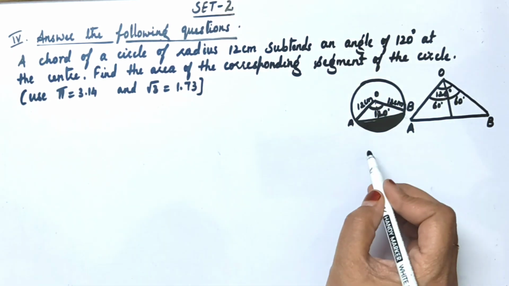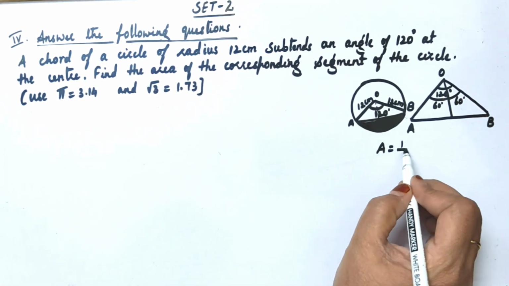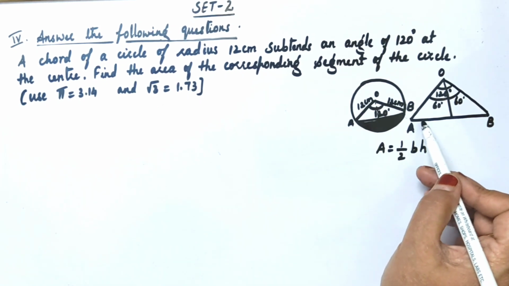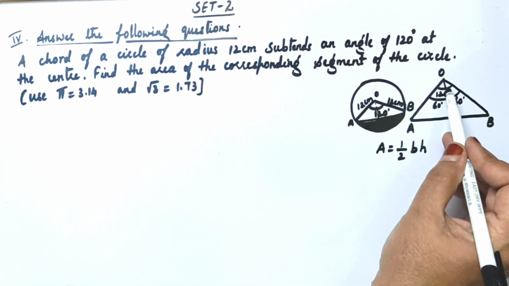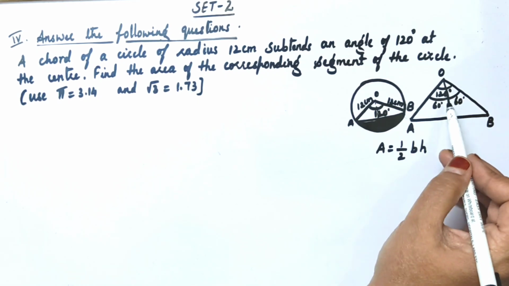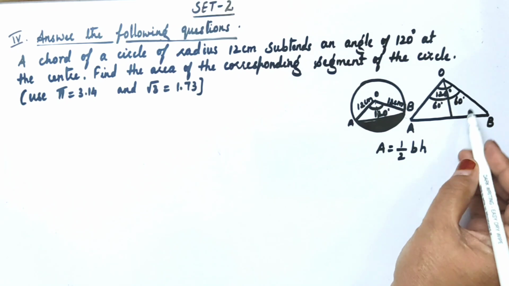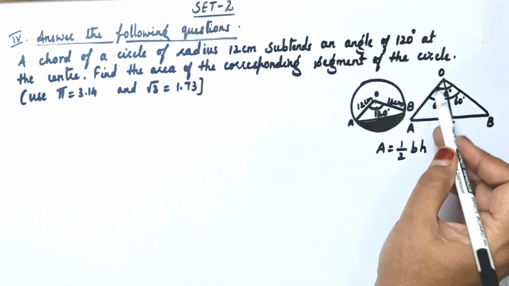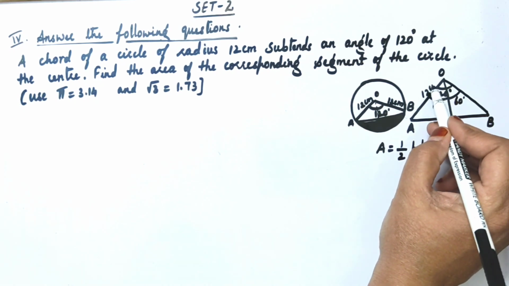What is the area of the triangle? Half into base into height. But we don't know what the base is. We need to find out the base here and the height. For that, we are going to apply trigonometry here. Let me name this as C, students. Let me take this triangle. Here the radius is 12 centimeter.